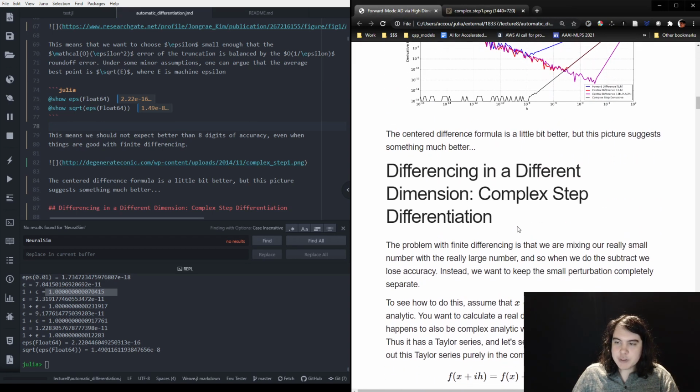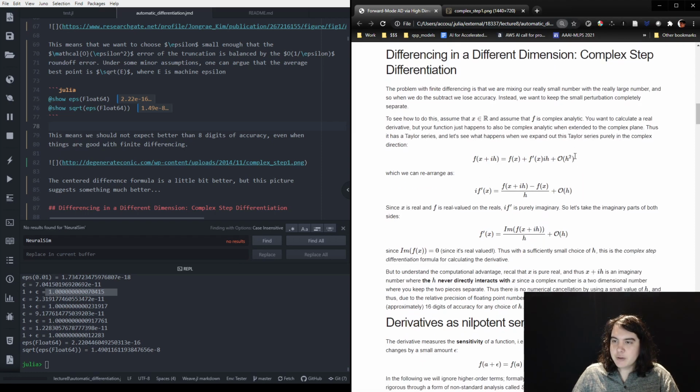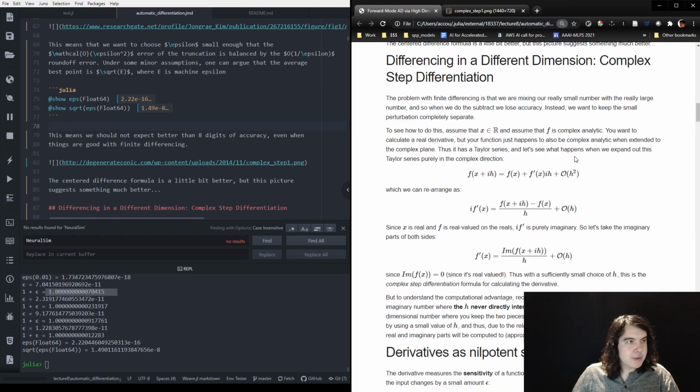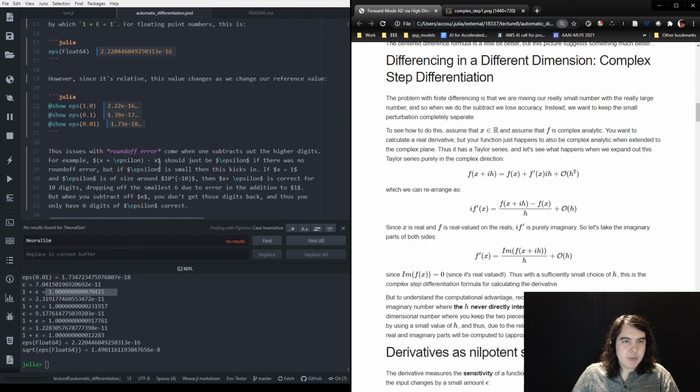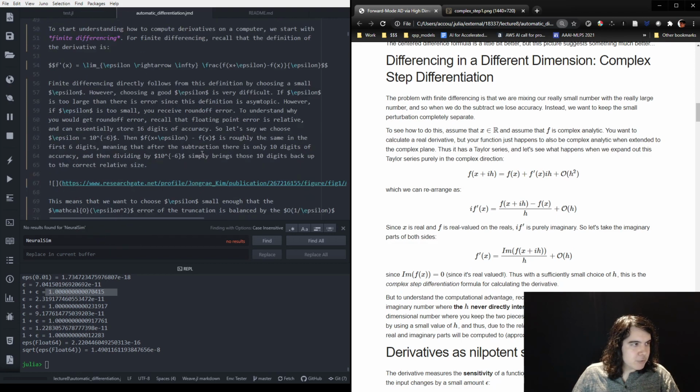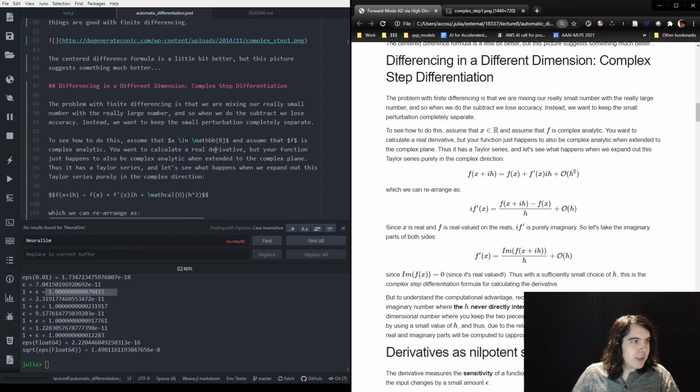So, okay, differencing in a different dimension, complex step differentiation. So the problem with finite differencing is that we take this really big number, right? We take this really big number and we subtract a really small number from it. That is not an operation that we want to do, right? We saw with floating point arithmetic that that's absolutely terrible.